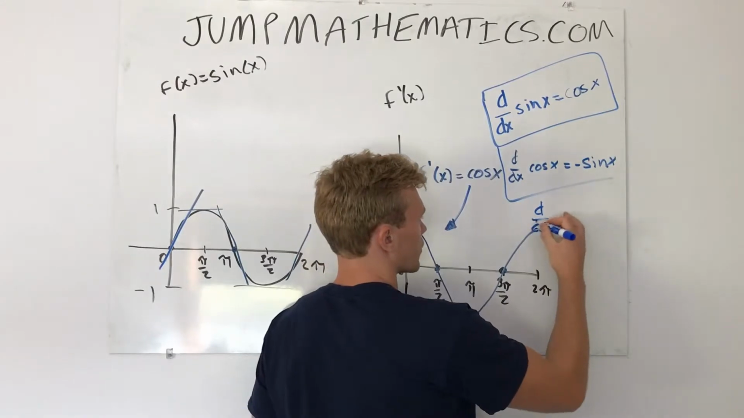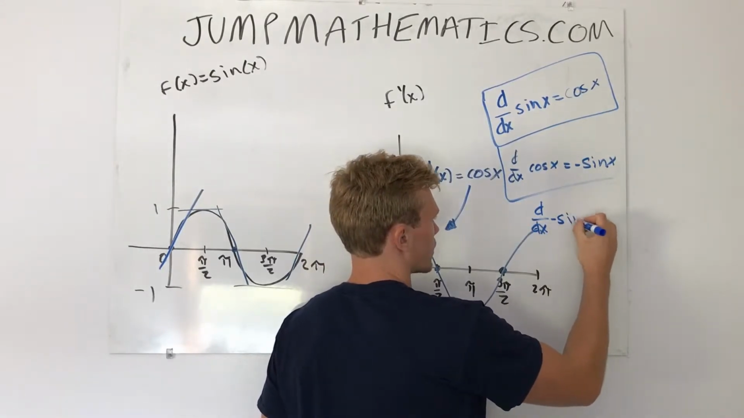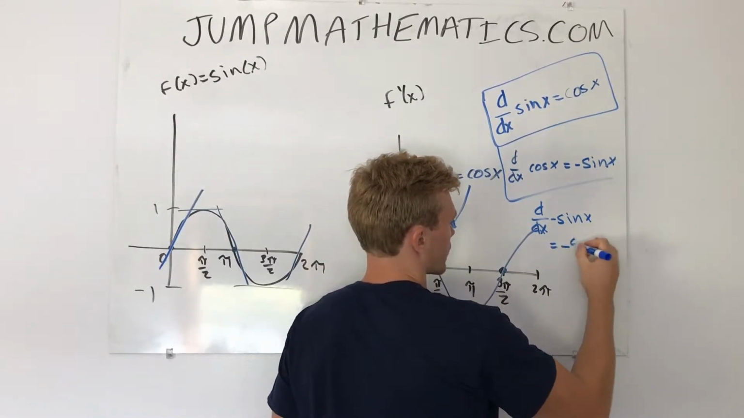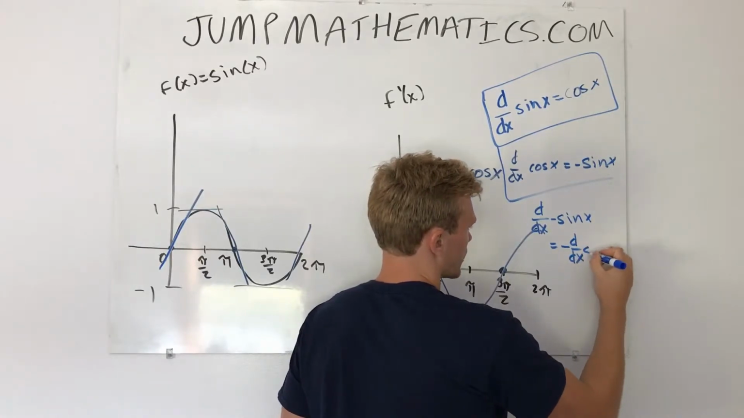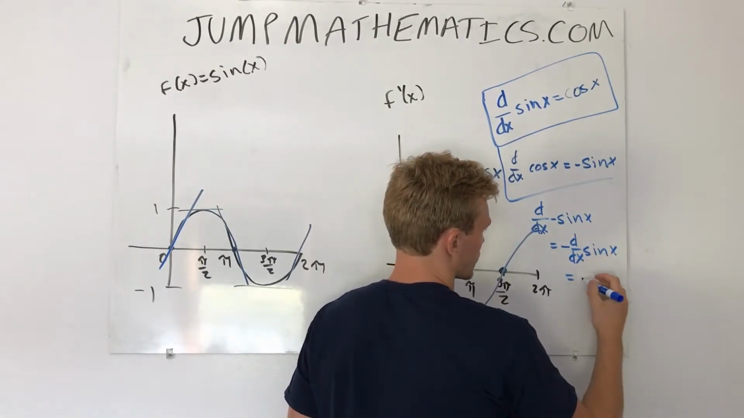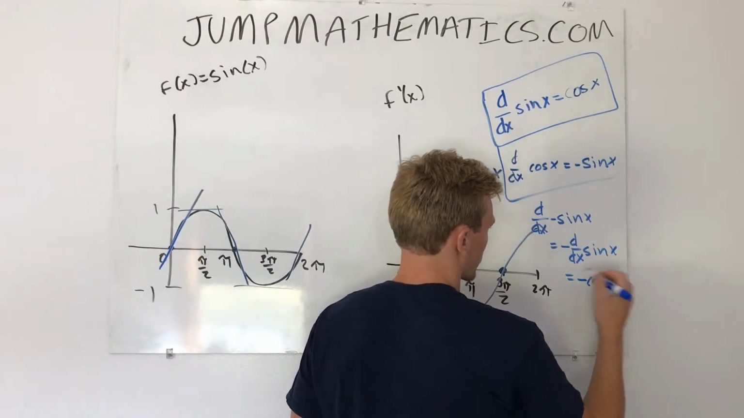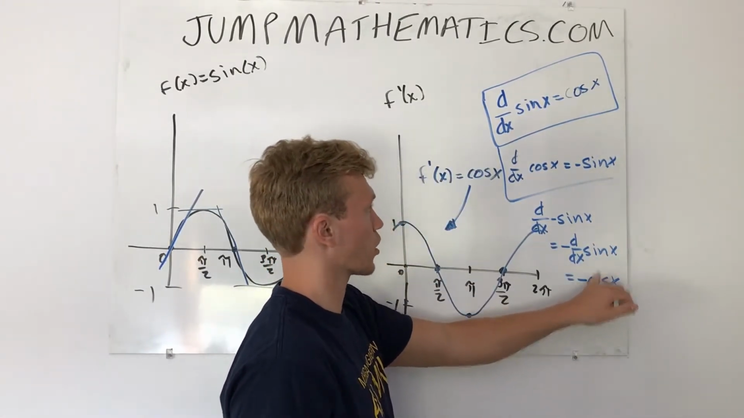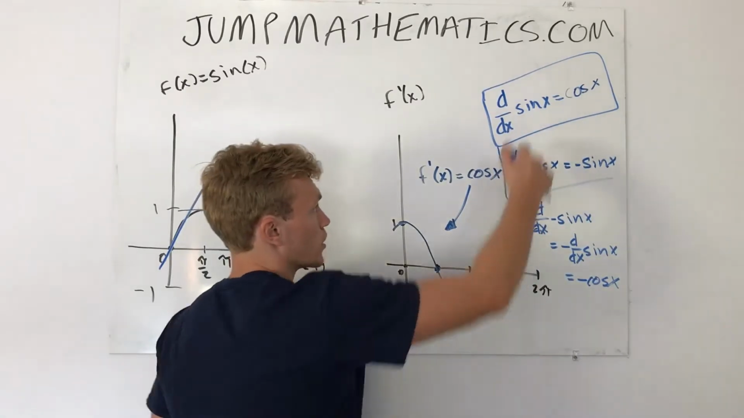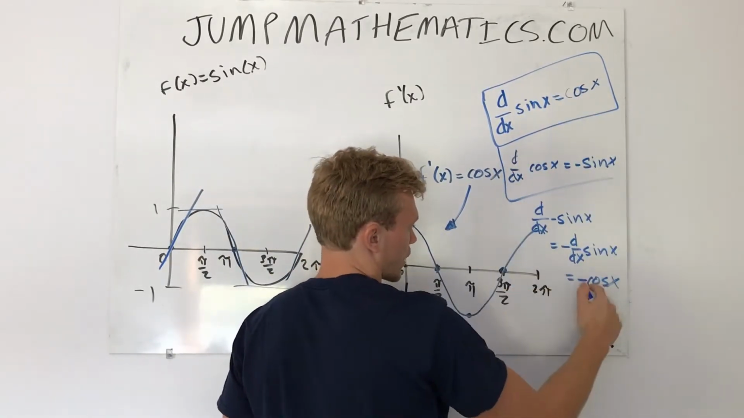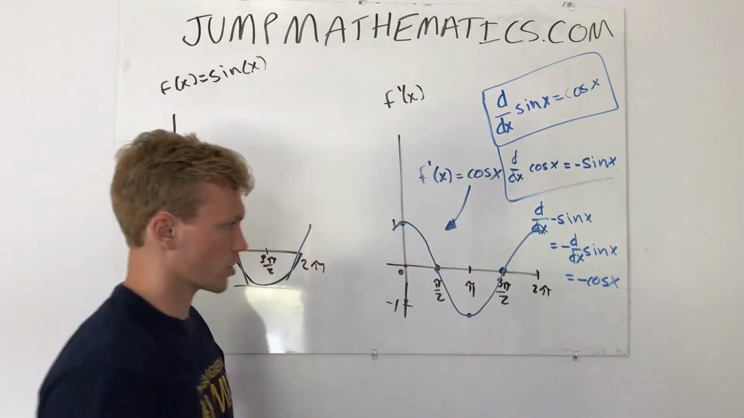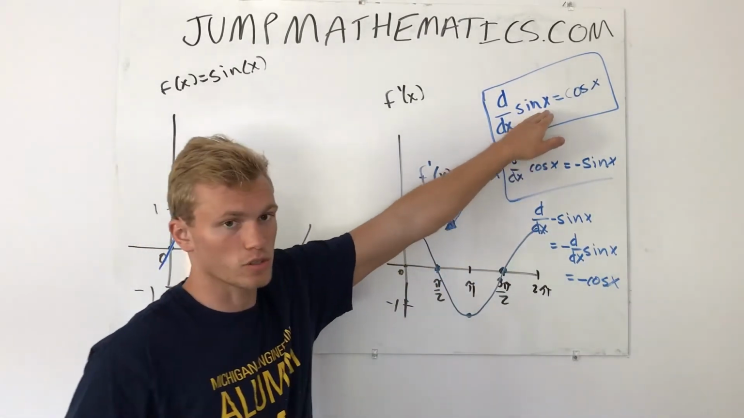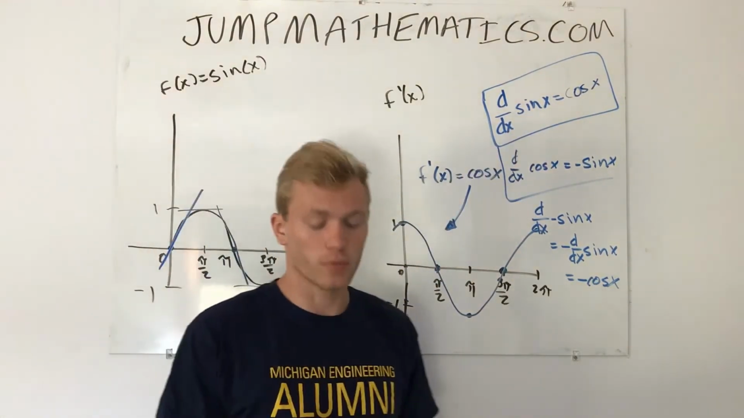The derivative of negative sine is negative the derivative of sine, which is negative cosine x. The derivative of negative sine goes to negative cosine. The derivative of negative cosine is positive sine. So you go sine, cosine, negative sine, negative cosine, back to sine. So when you differentiate 4 times, you get back to the function that you started with. I hope this was enlightening.